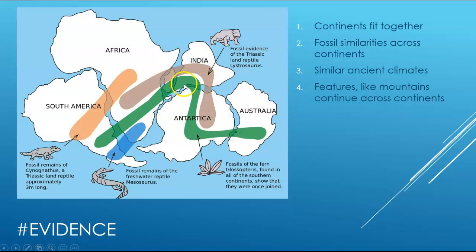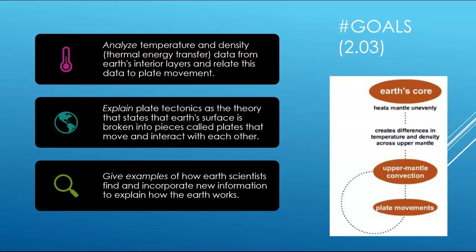So we see mountain ranges in India continue into Europe and Asia. We see mountain ranges from continents that are not connected, but if you put them back together, almost like you were putting a puzzle back together, you would see that those features do continue. So these are the main pieces of evidence that tell us that continental drift is probably the thing that caused the continental plates we know today to move to the positions that they're in.